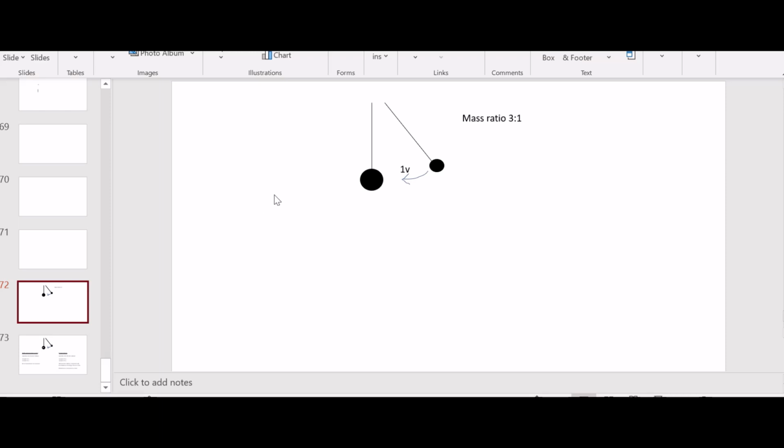Okay, so on YouTube there's this interesting Newton's cradle experiment with uneven masses, with a mass ratio of 3:1. So let's first hear Gary's prediction about the velocities after the collision.